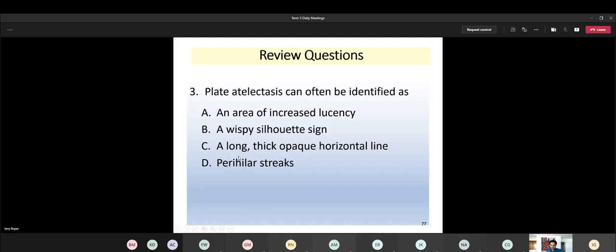Plate atelectasis. Now, plate atelectasis, we didn't have it show up specifically in any of the slides or any of the pictures that we were looking at, but use what you know. And what do you think? You know what a plate looks like. So what do you think the answer here would be?